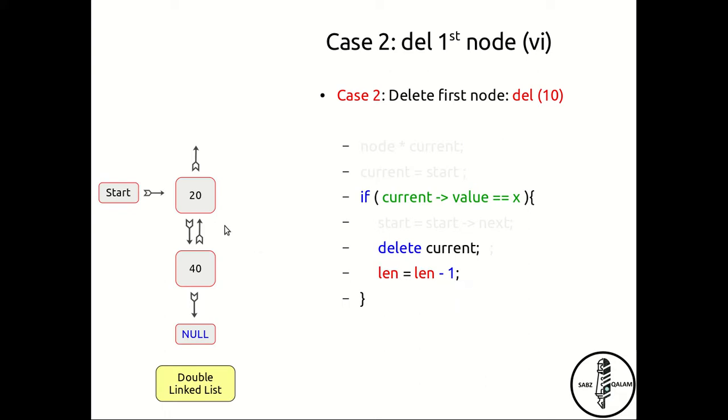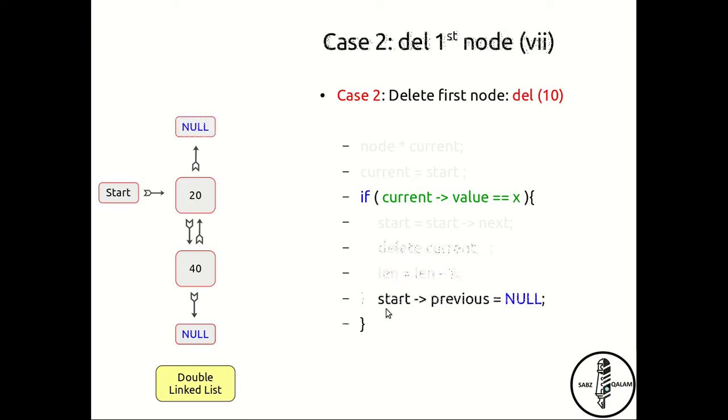Now, one last thing before you go, because this is the node which is now the start node, this node's previous has to be null, okay? And that's what you're doing. You're saying start's previous has been assigned null, okay?